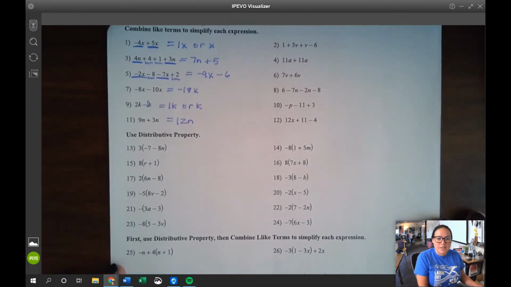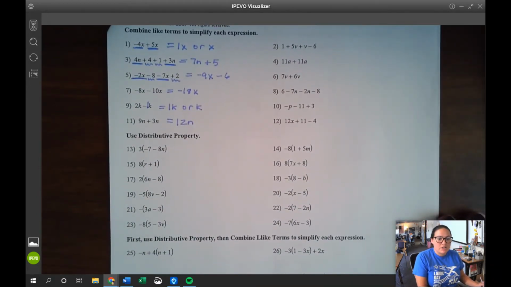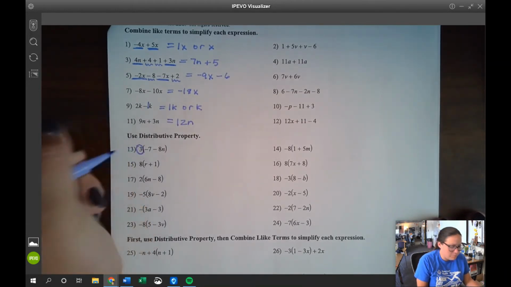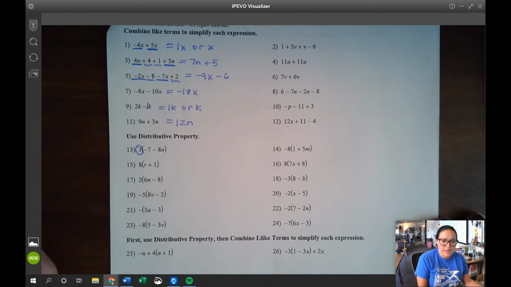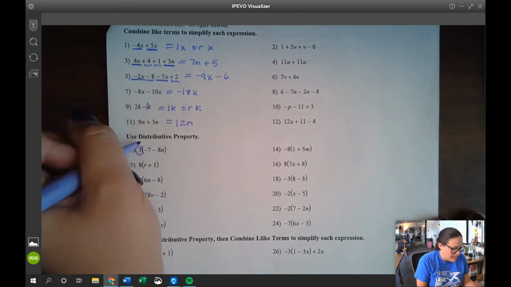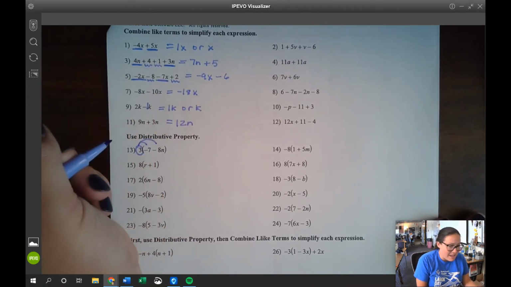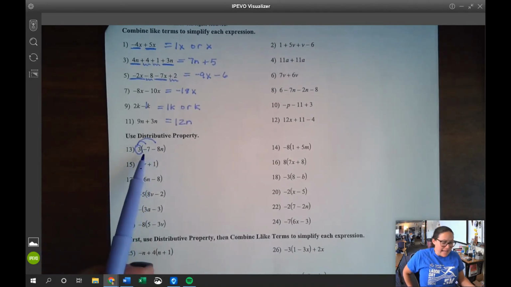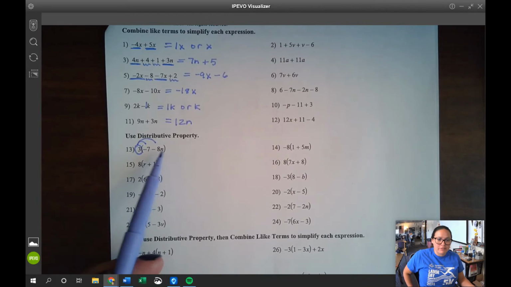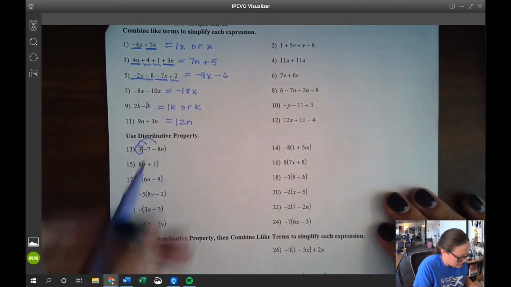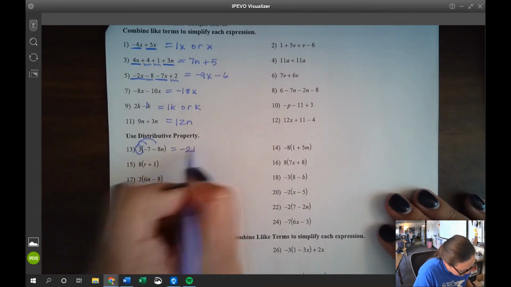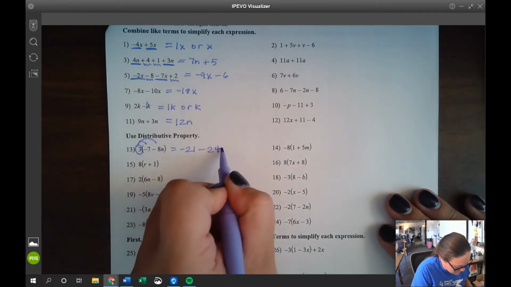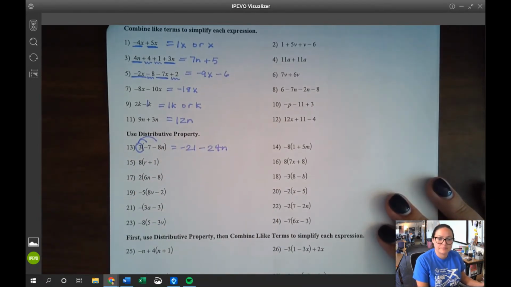Let's take a look at the distributive property. The distributive property means that I take whatever number is in front of the parentheses. So I want you to circle the 3. And we take the 3 and we multiply it to every term in the parentheses, not just the first one, but every term. So I'm going to do 3 times negative 7, and I'm going to do 3 times negative 8n, which gives me negative 24n.